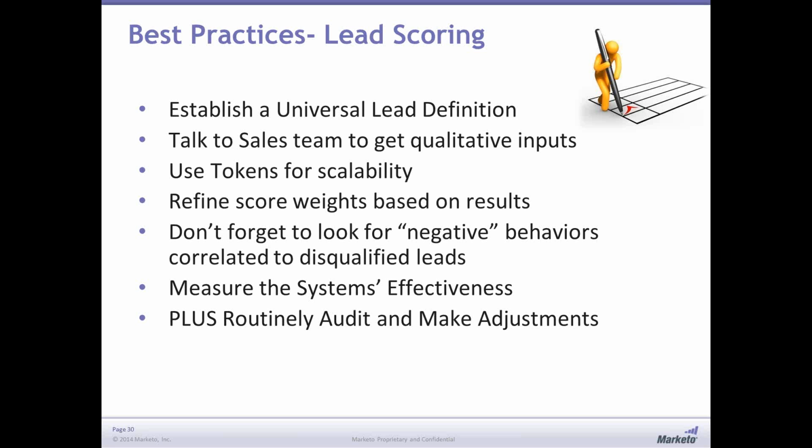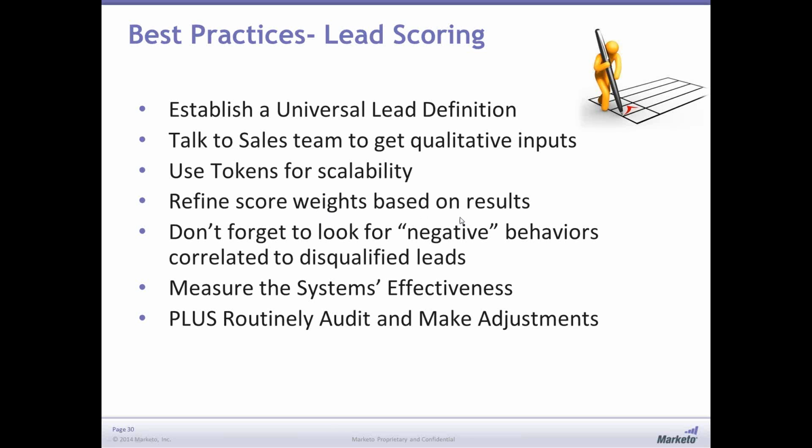Use tokens for scalability. This is an absolute must if you're doing lead scoring. We don't do any lead scoring programs without this, because this would help you to make changes moving forward. Since we are talking about revisiting lead scoring after 6 months, if let's say you have to change the score of one behavior, you don't have to go into each and every one of those. You just go and change the token.